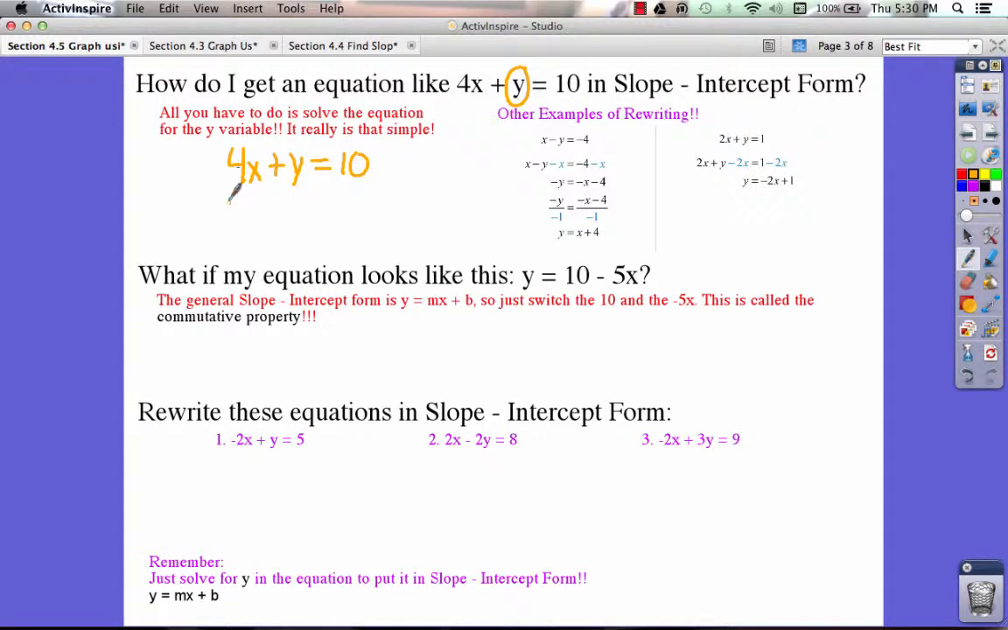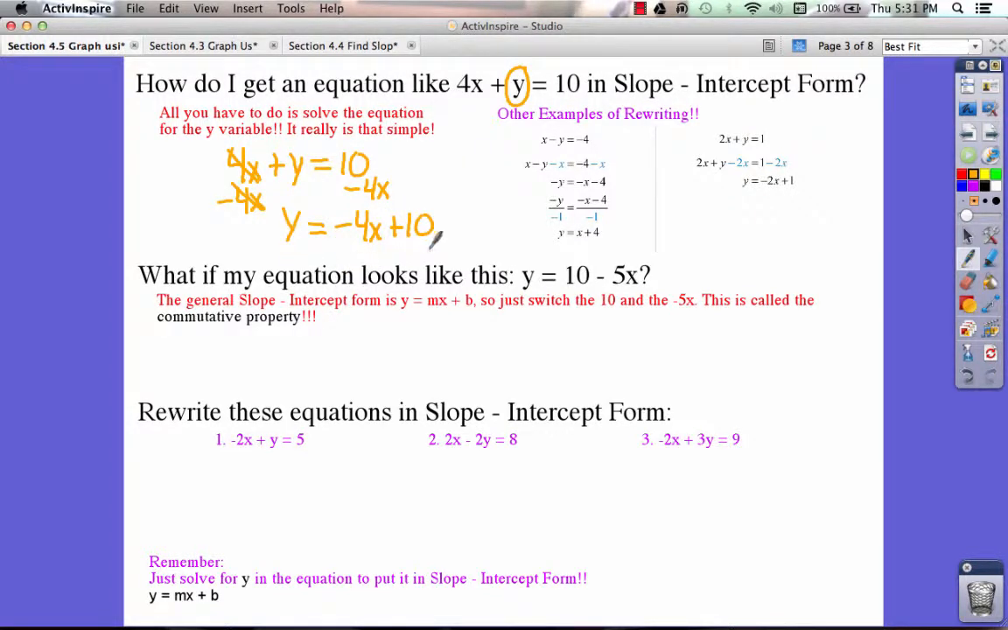Right now it's a positive 4x. Inverse operation says to subtract 4x from each side. So we subtract 4x from both sides. That means we're just left on this side with a y. And on this side, can you take 10 minus 4x? Well, no, because 10 is not representing x's. 10 is just a number. And right here we have 4x's. They're not the same, so you just rewrite them. Negative 4x plus 10.